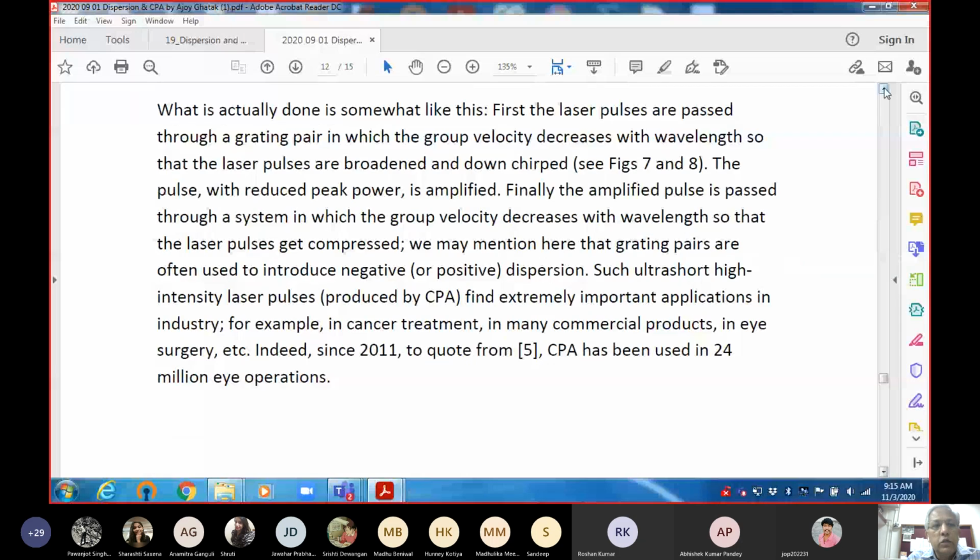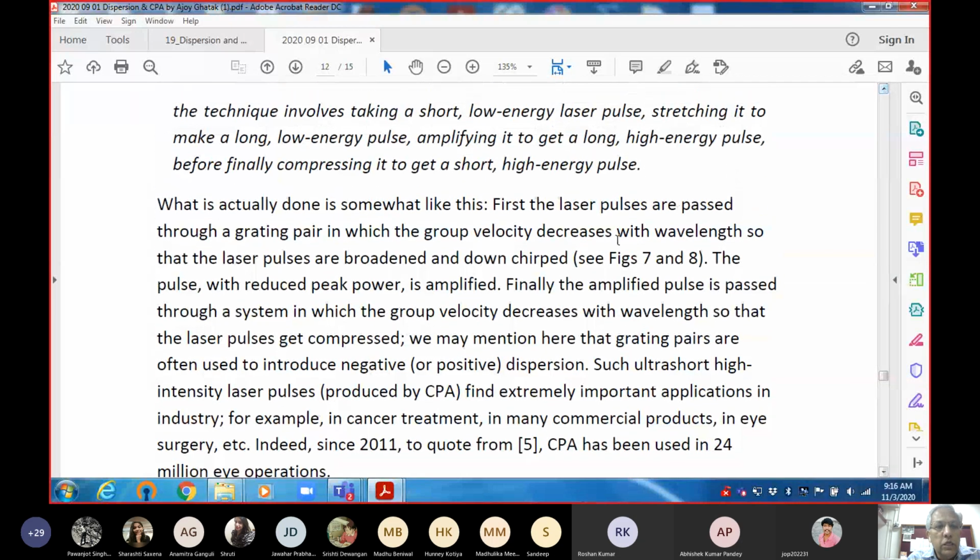It is interesting to read this also. The technique is something like this. First, the laser pulses are passed through a grating pair in which the group velocity decreases with wavelength, so that the laser pulses are broadened and down-chirped. So this is what I discussed, that you first pass it through a positive dispersion region, I will come to these figures. The pulse with reduced peak power is then amplified, and this amplified pulse is passed through a system in which the group velocity decreases with wavelength, so that the laser pulse gets compressed again.